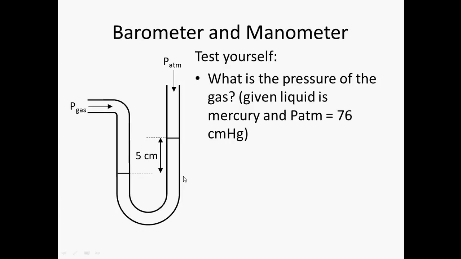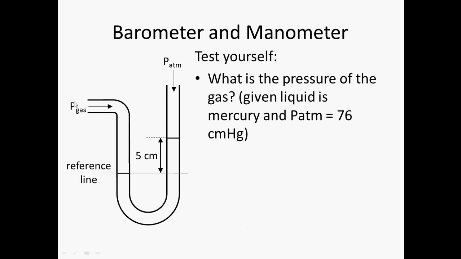Okay, so have you found the answer? Let's look at the answer. First, you draw the reference line. The reference line must be at the lowest point in the mercury, so it will be at this point. Then after that, you look at the height. The height from the reference line to the higher level is 5 cm.